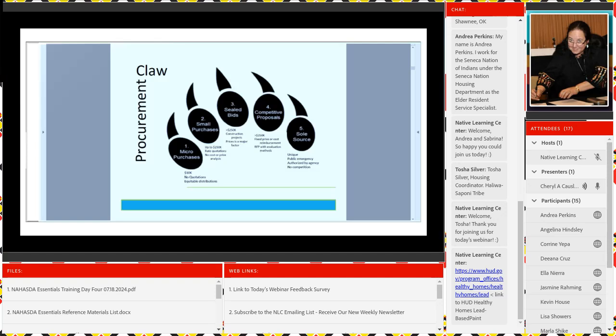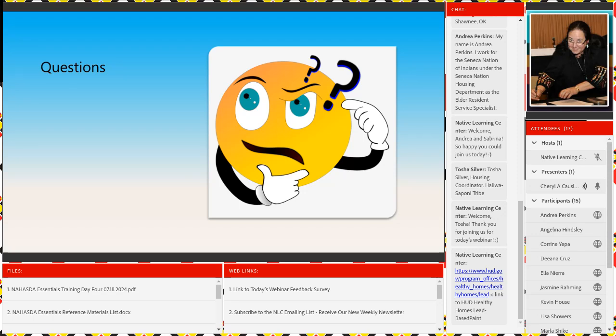And there's your procurement claw that we use: micro purchasing, no quotations, equitable distribution. You're not supposed to spend all your money with just one vendor. Small purchasing, sealed bidding, your competitive proposals with evaluation methods, and sole sourcing, which HUD does not like, okay? You don't do that unless it's an extreme emergency or you can only get one person to bid.